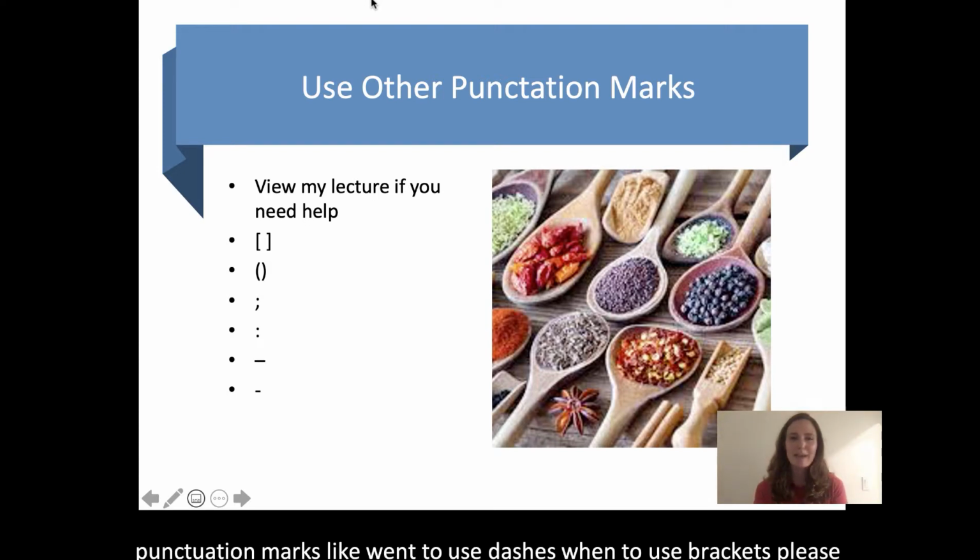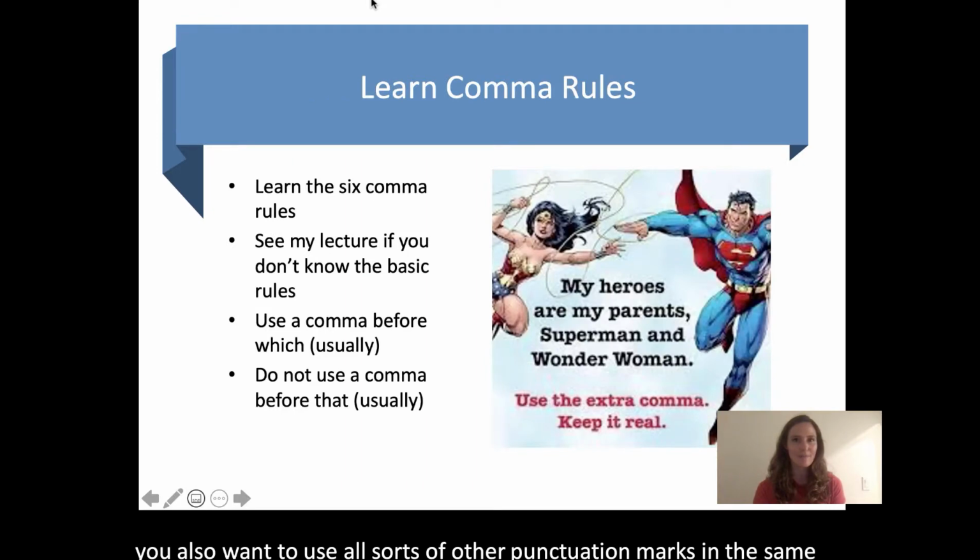I have a picture of spices here because I like to think of punctuation marks kind of like spices. You want to use not just salt and pepper, the basic punctuation marks like periods and commas. You also want to use all sorts of other punctuation marks in the same way that you would use a variety of spices when you're cooking.